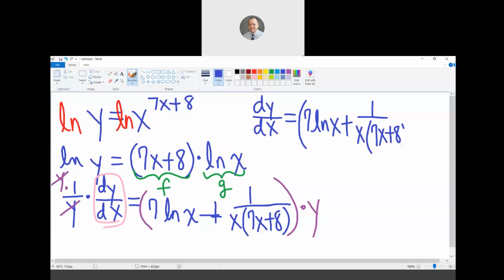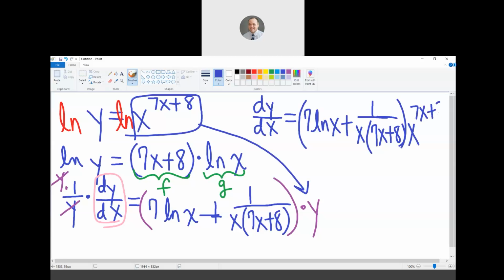Now, we can't have a derivative, in this case, we can't have a derivative with 2 letters. So we got to replace that y with its original problem. So in place of y, we'll plug in the x raised to the 7x plus 8 power. And all of this right here is your final answer.